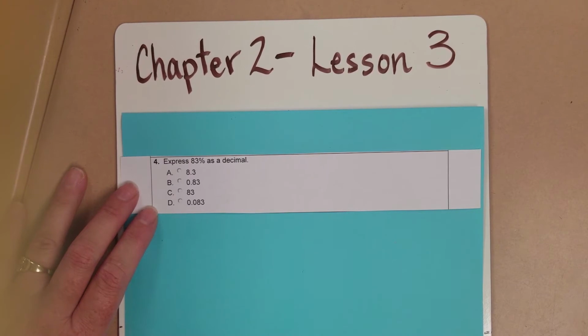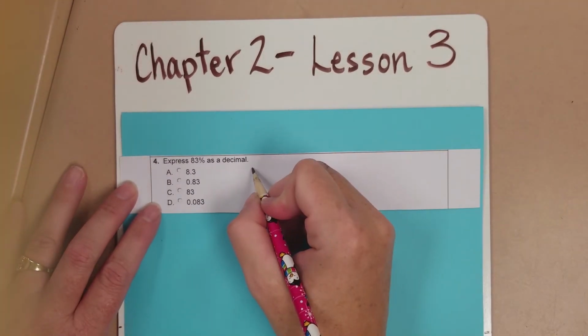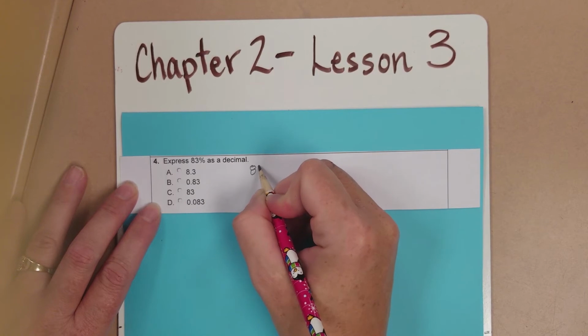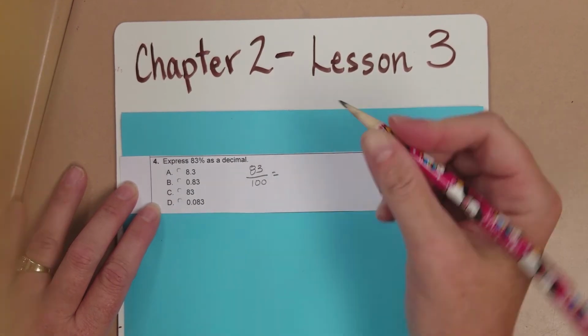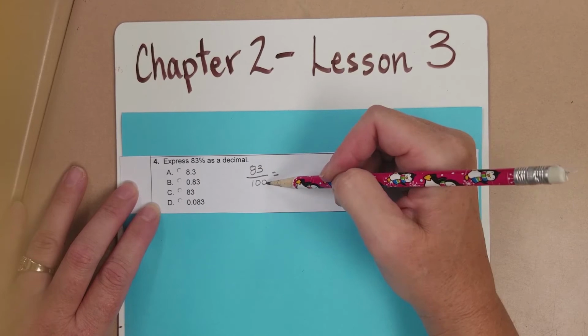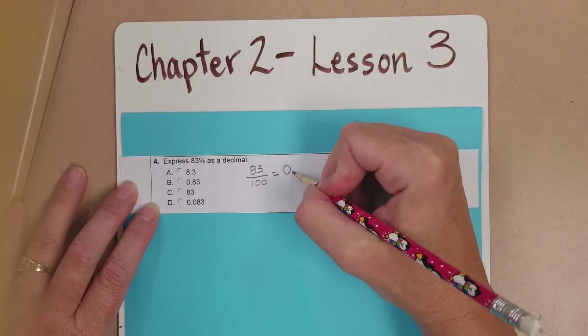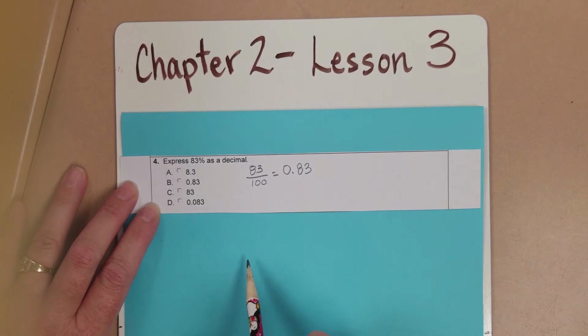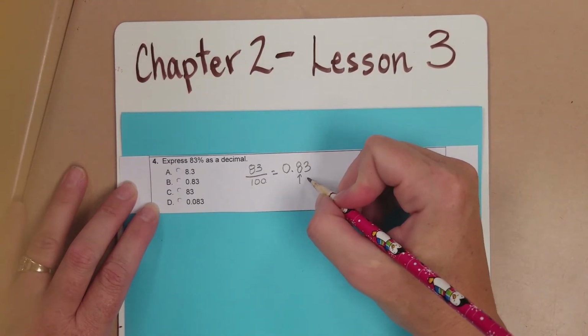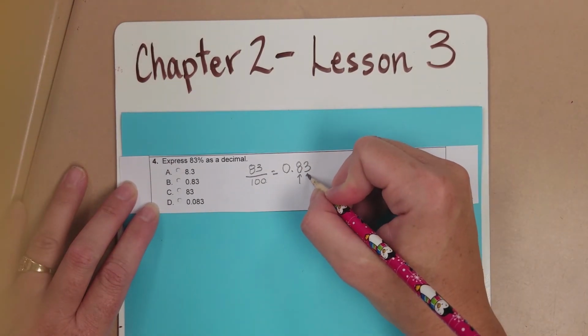Express 83% as a decimal. 83% is 83 per 100. This reads 83 hundredths. I can write 0.83 because that's hundredths. The 8 is in the tenths place. The 3 is in the hundredths place.